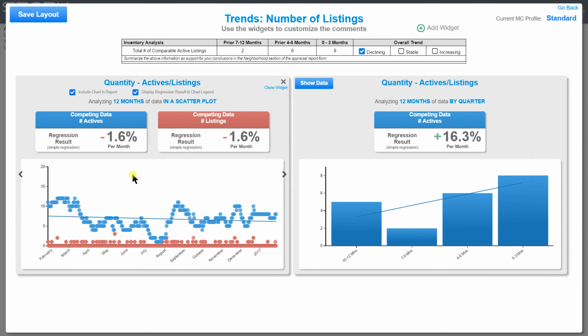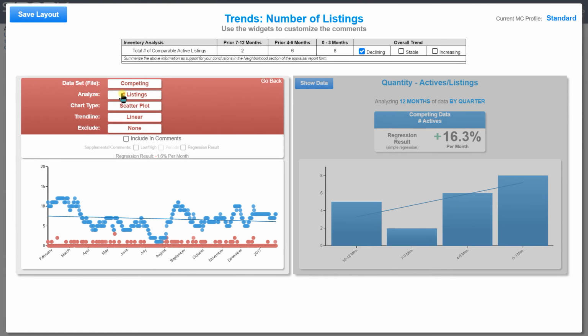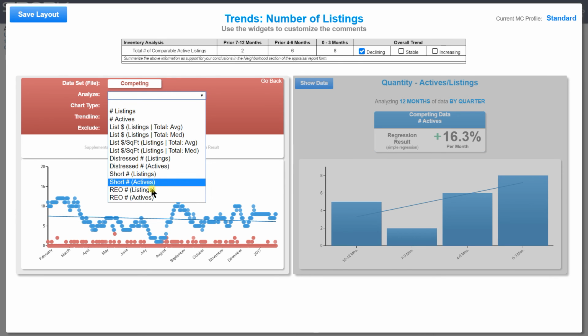Actives are based on Fannie Mae's definition of what an active is, which is how many actives there are on the market at any given point in time. Okay, so that's it. I think I covered everything I wanted to. Although I should point out that this applies to everything when you look at actives and listings. So if I click this card and flip it over and change what it's analyzing, when you see REO listings and actives, that is what you're looking at.